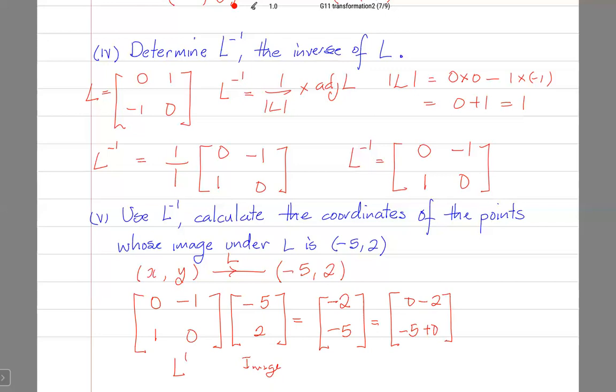So this point, under L prime, will become minus 2, minus 5. So this would be the object. In other words, L will take minus 2, minus 5 to minus 5, 2, and L prime will take it back. So the original point was minus 2, minus 5.